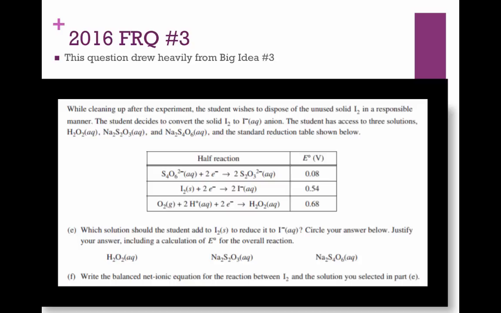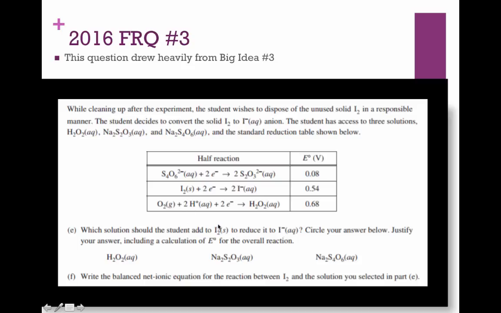And so it said, while cleaning up after the experiment, the student wishes to dispose of the unused solid I2 in a responsible manner. The student decides to convert the solid I2 to I- anion. Student has access to 3 solutions: peroxide, Na2S2O3, and Na2S4O6, and the standard reduction table shown below. Which solution should the student add to I2 to reduce it to I-?